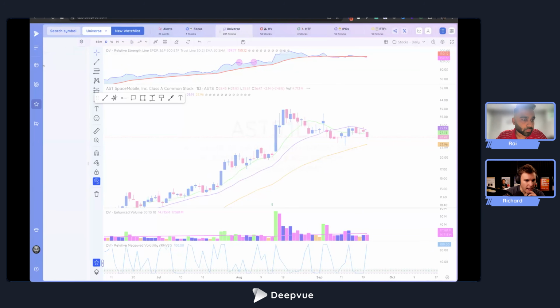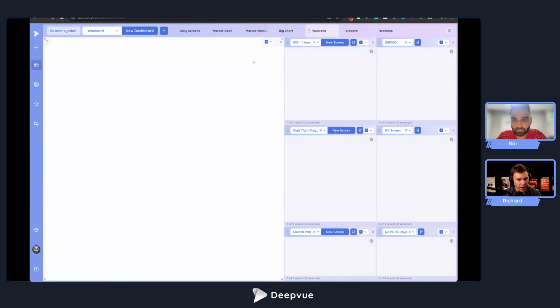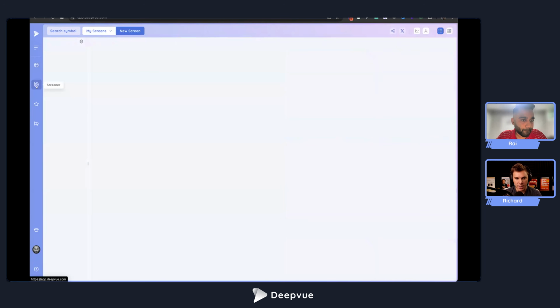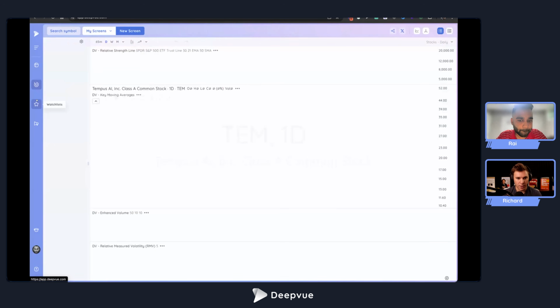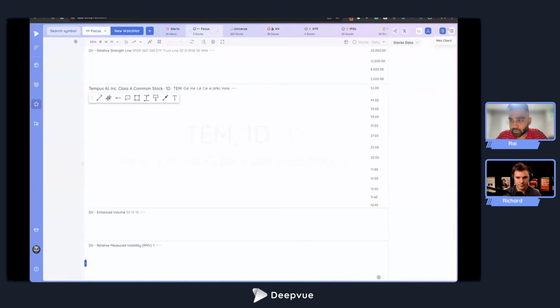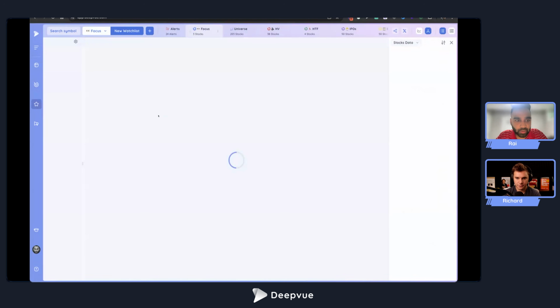How is RMV calculated? It's proprietary. It's something that's completely unique to Deepvue. You can screen by it. You can use it as a chart indicator, as we showed, but we're not going to share how it's calculated. That's our secret sauce. So I think that's it. Anything else with RMV that you wanted to cover, Rye? No, that's all I had.